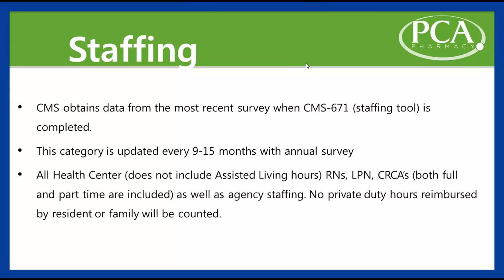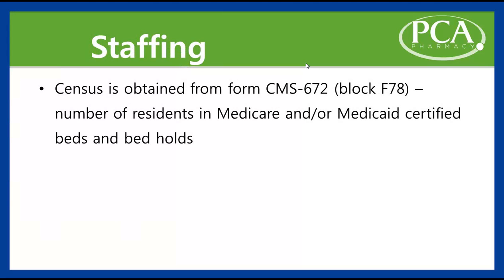The 671 data is obtained from CASPER, and CMS also does use a set of criteria to exclude any facilities that have highly improbable staffing data submitted to CASPER. The census is obtained from CMS 672 Block F78. It indicates the number of residents in Medicare and/or Medicaid certified beds and any bed holds. That would include any bed holds that are on the day the nursing home survey begins.